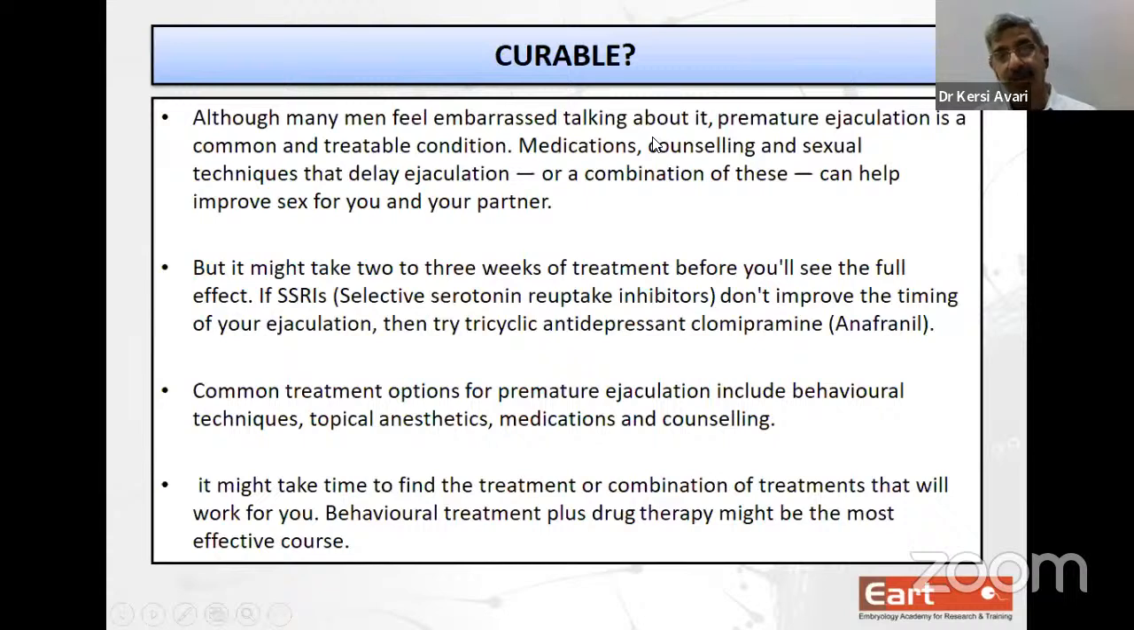Curable? Well, medications, counseling, and sexual techniques do help, or a combination, provided your partner equally is helpful to you. But if you feel that you are being joked at or ridiculed, unfortunately, it will make matters ultra worse. There are medications available. It will take time to find a treatment or a combination of treatments. Behavioral treatment plus drug therapy. That's what I told you.